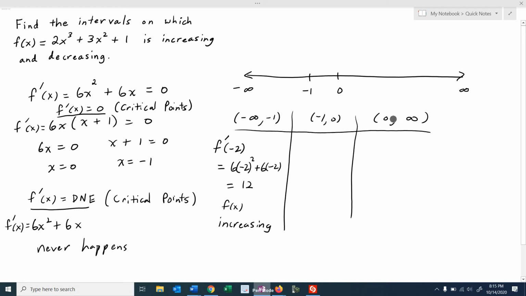Now we've got to do that for each of these intervals. I need to pick a test point in here, so maybe negative 1/2. We're going to plug that into the derivative again. In fact, I'm going to plug it into here, because it's a little bit easier to do here. So you plug negative 1/2 in, and you can see here you're going to get negative 3, and then this is a positive 1/2. So we get negative 3/2. That means the function's decreasing in this interval.